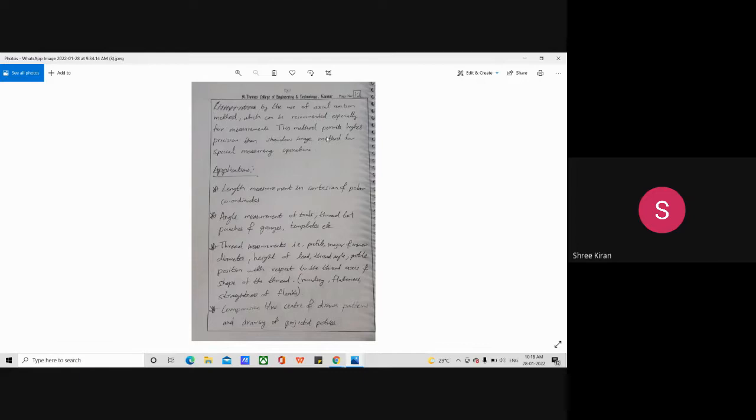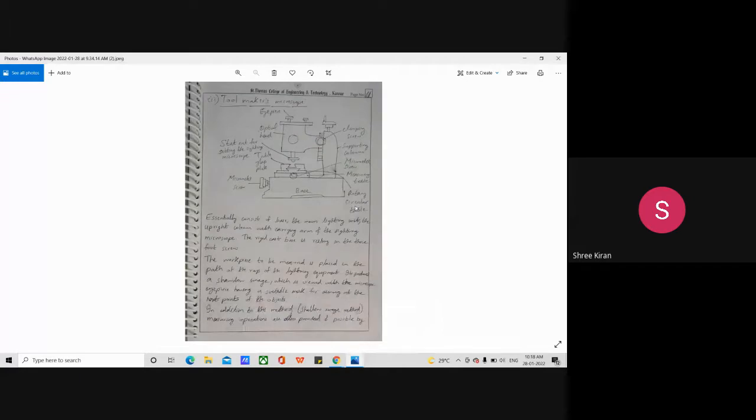So in the tool maker's microscope, what all do we have? We have a supporting column and a clamp screw. In this figure you can see an eyepiece, in order to look at the object. Then we have a focusing knob. What do you mean by focusing knob? The focusing knob is mainly used for focusing the object, which is kept on the table, for viewing or for checking the dimensions.